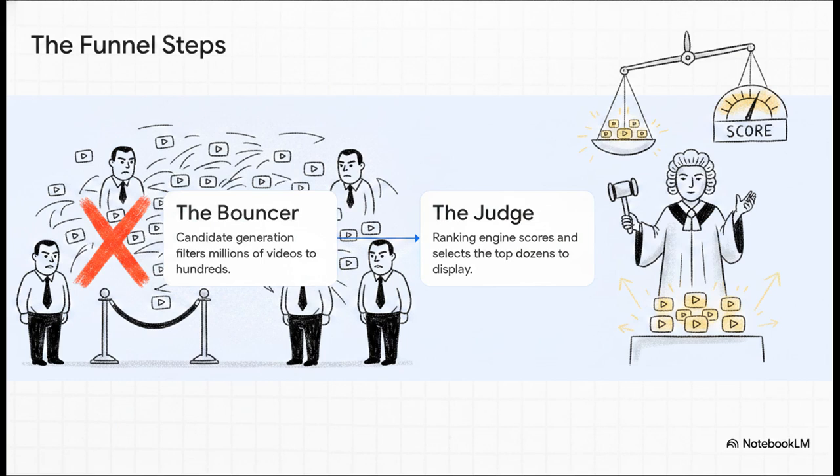To make this a little easier to digest, let's use a metaphor. Step 1 is candidate generation. Think of this as the bouncer. With billions of videos out there, the system physically cannot deeply rank them all in real time. So the bouncer acts as a really fast, efficient first-pass filter. It uses collaborative filtering and dense vector embeddings to rapidly find a few hundred videos that generally match a user's broad tastes.